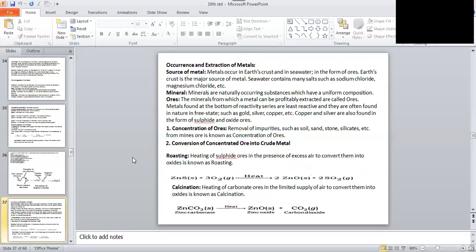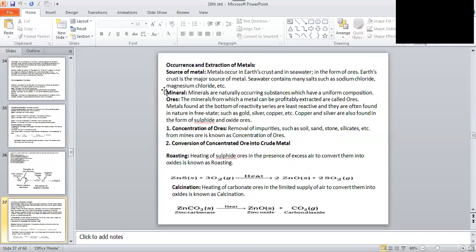The next part of this chapter is to study the extraction of metal and how they occur in nature. So the sources of metals are: metal occurs in the earth's crust and in seawater in the form of ores and minerals. Earth's crust is the major source of metal.